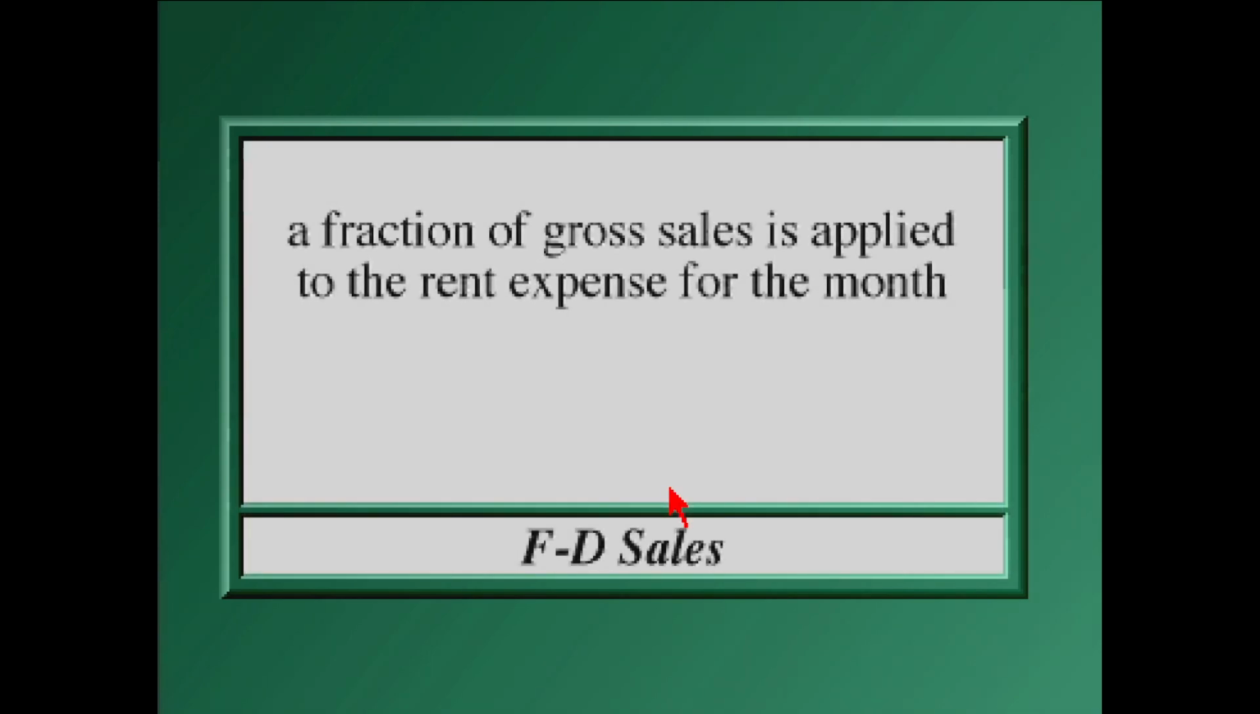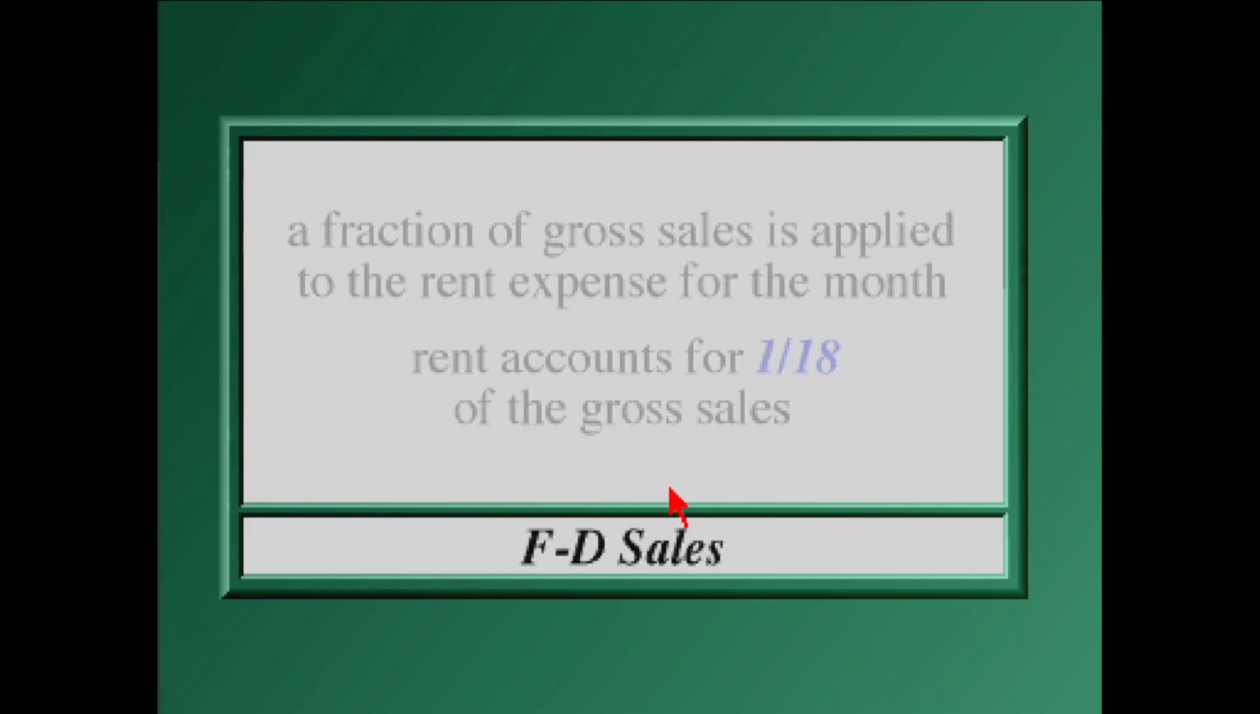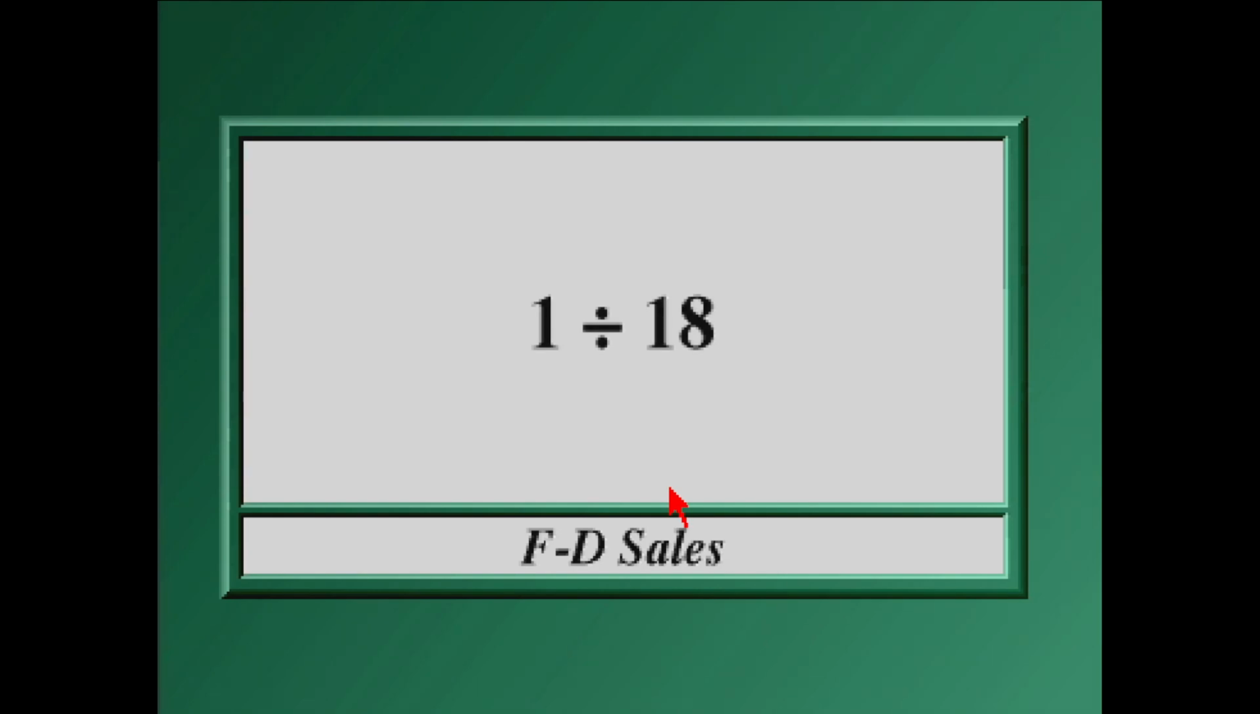A fraction of gross sales is applied to the rent expense for the month. This month, rent accounts for 1/18th of the gross sales. Converted to a decimal, 1/18th becomes 18 divided into 1. The division is extended 5 places and the decimal is rounded to the nearest 10 thousandths. 0.0556 results.